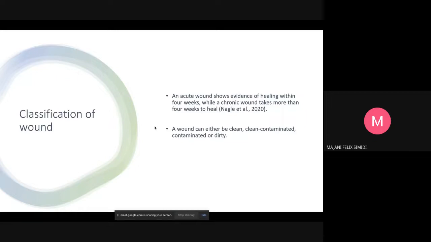Then contaminated, here you have inflammation, but it's non-purulent, and you have full penetration of the hollow viscus. An example is colon surgery. And the dirty ones, you have purulent, and the contaminated one is less than 4 hours. Now in the dirty ones, it's more than 4 hours, it's purulent, you have inflammation, and it's non-sterile. Here it's like dog bites, a burst appendicitis.